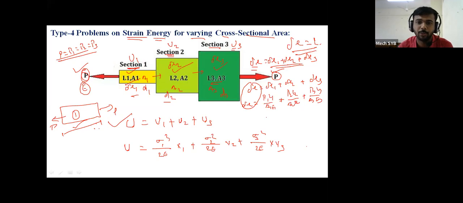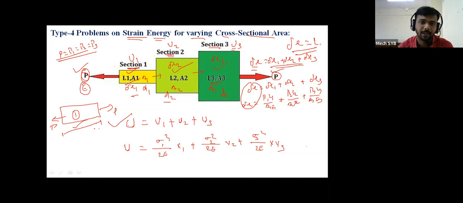Okay, so you have to draw this particular figure in your notebook. Put all the parameters, capital P, then at the top side section 1, section 2, section 3. Section 1 parameters are L1 and A1, section 2 parameters L2 A2, section 3 parameters L3 A3. And below that you have to write down the formula.